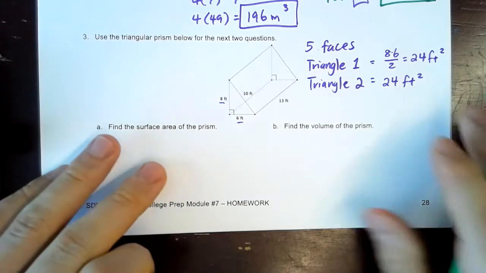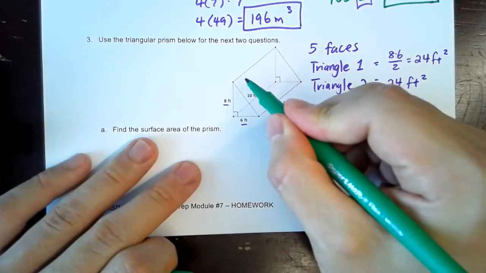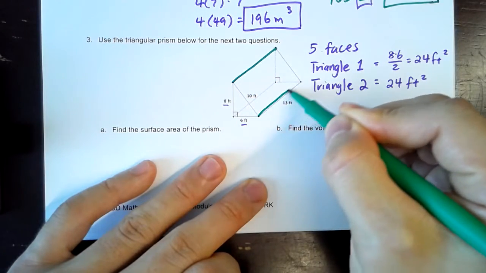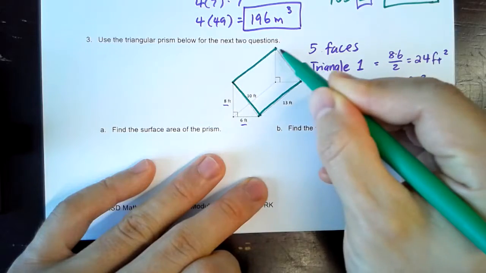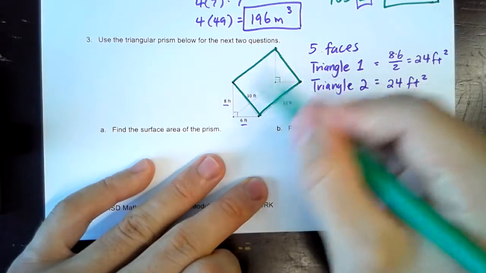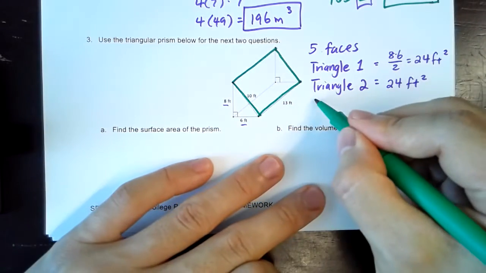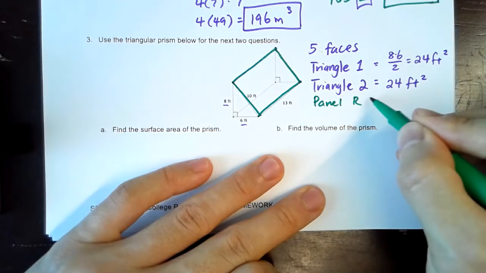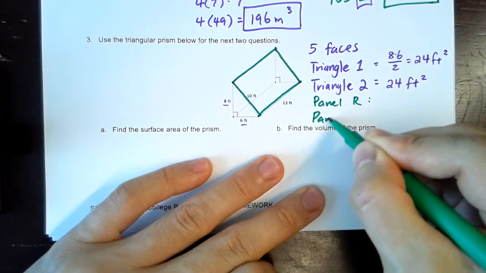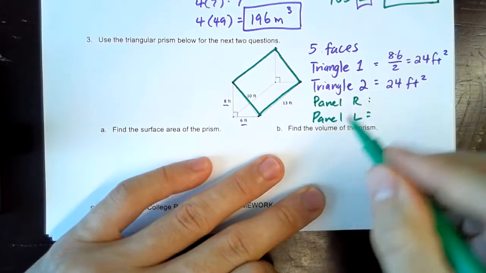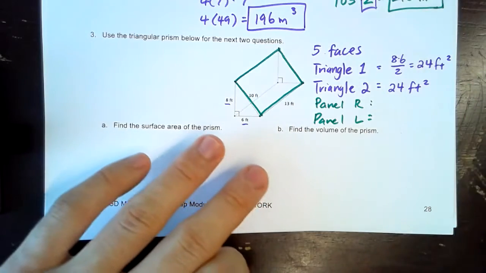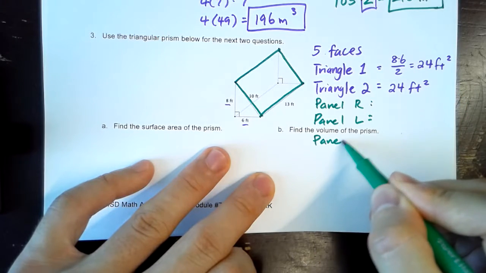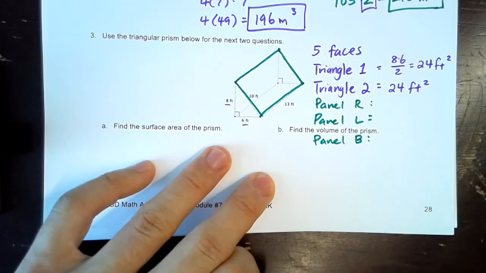Now we have to calculate the 3 panels. There are 3 panels that we see. The first panel that I think is the most obvious is this one right here that I bolded. I'm going to call this panel R, which stands for right. There's also a panel to the left. And then there's also going to be, I'm running out of space, I'll put it right here. I know that's a little weird, but I'll put panel B, which stands for bottom.